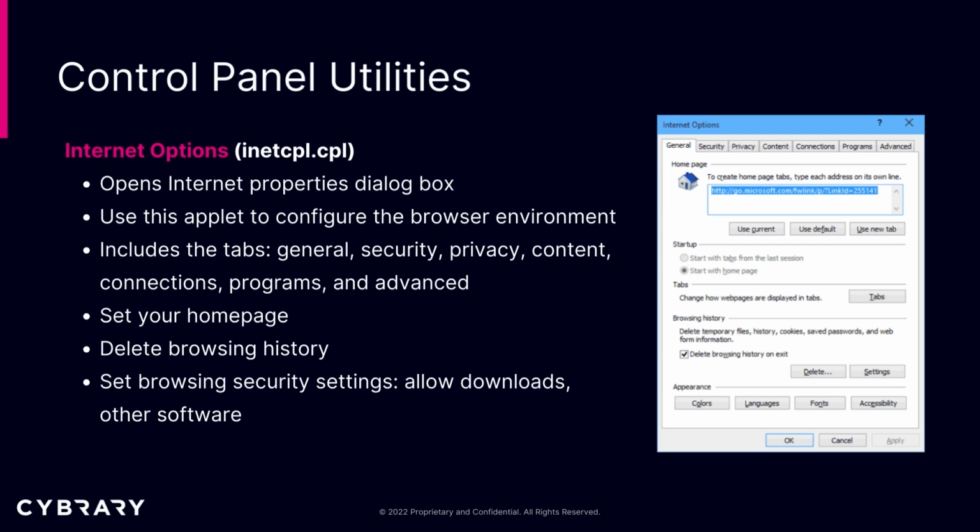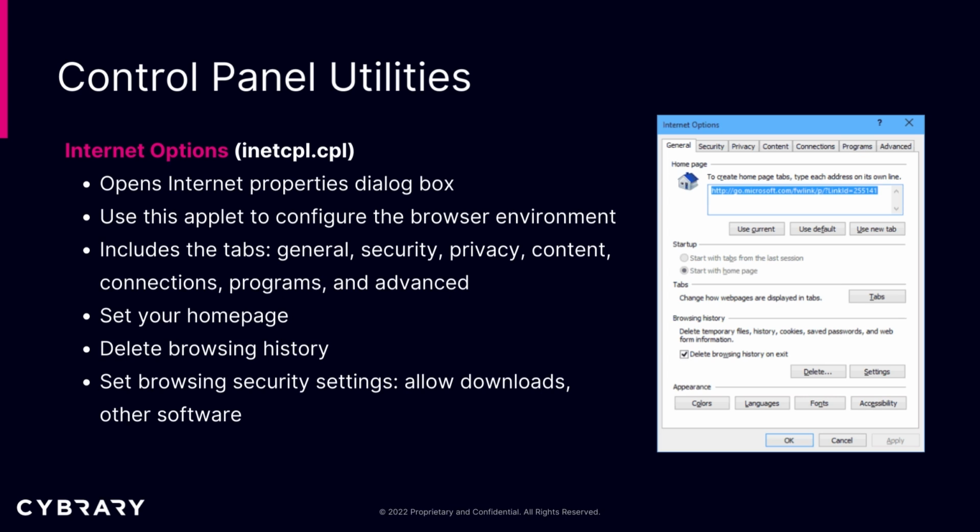Now, let's look at one of the most important components of the control panel, the internet options. You can find it by typing in the program name inetcpl.cpl. This opens the Internet Properties dialog box. You can use this to configure the browser environment, meaning how the browser reacts to websites. There are different tabs when you open up the Internet options utility. You have the general, security, privacy, content, connections, programs, and advanced.